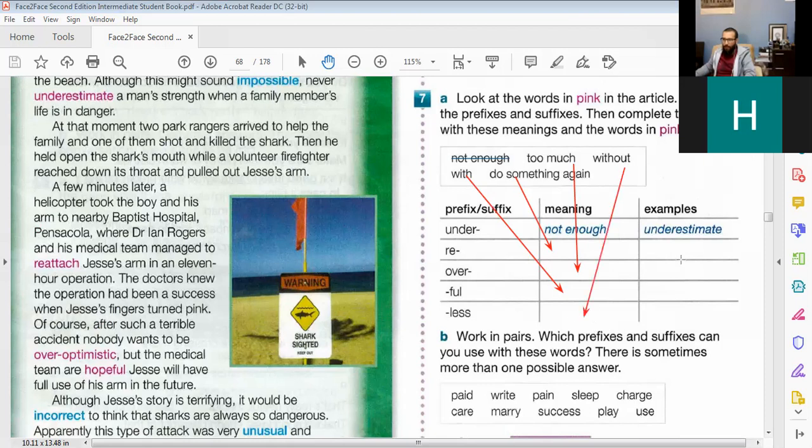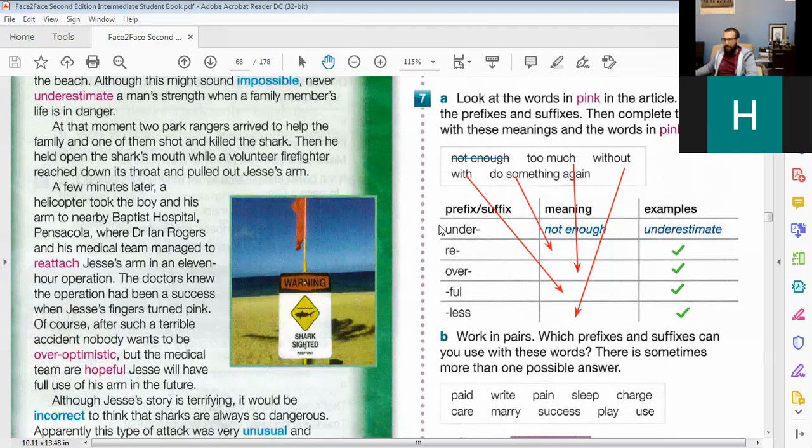All right. And if we want to use an example for each one from the article, with re, what did we use with re? We use reattach. Yes, reattach. And with over, we use optimistic. Over-optimistic. With full, we used hope. Hopeful. And with less, what did we use with less? Harmless, right? Harmless, I think. Yeah, harmless in the end.